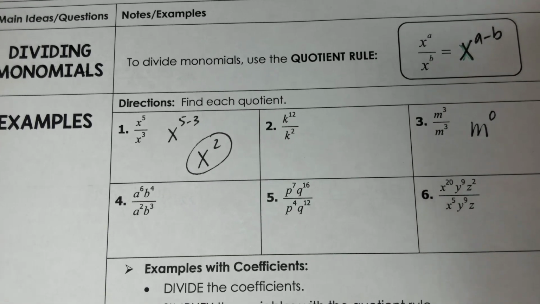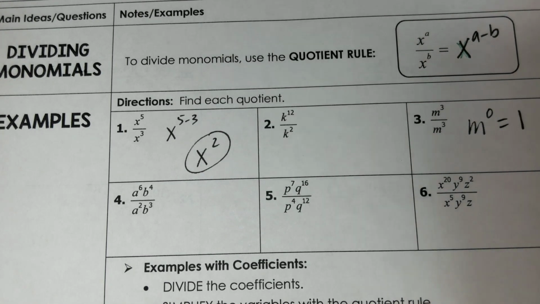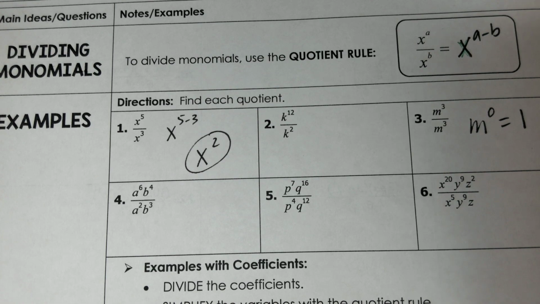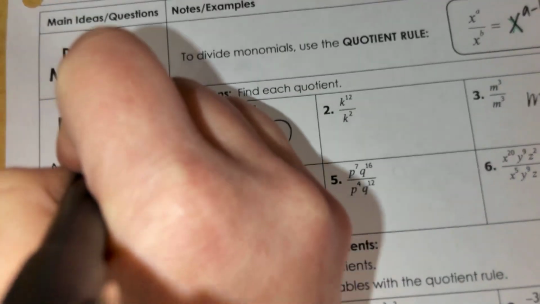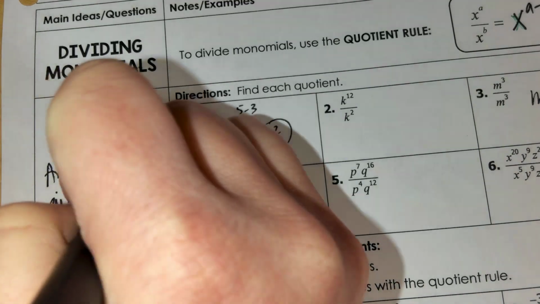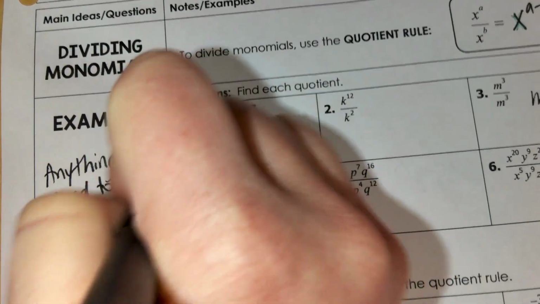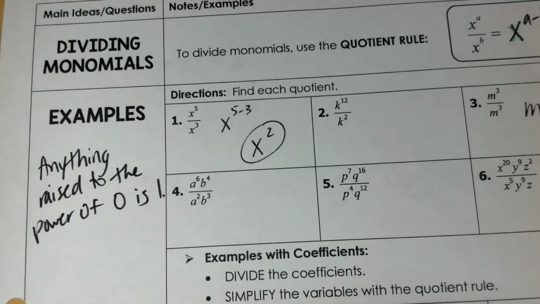And if you remember from 8th grade, there is a 0 power rule. Anything to the power of 0 is 1, so that's also something to remember. So I'll just put it over here so we can remember. Anything raised to the power of 0 is 1. Okay, so make sure that you keep that in mind as well as we work through these.